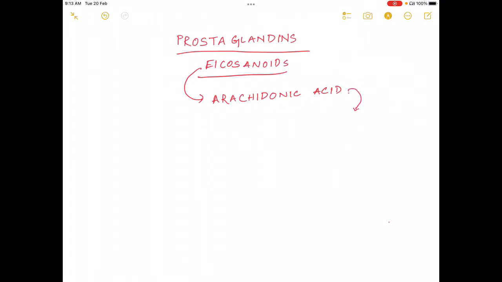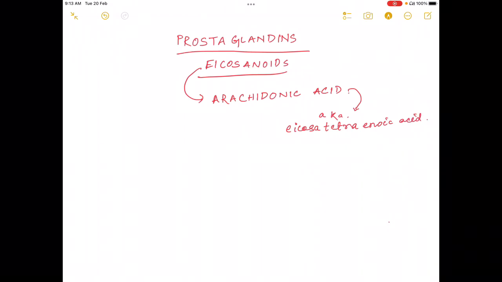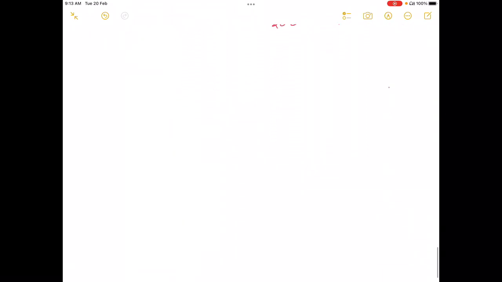It is also known as eicosatetraenoic acid. So this eicosa means what? It is 20 carbon atoms, and tetra means there are 4 double bonds. Okay. So how are these synthesized?